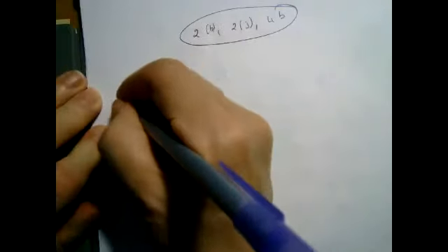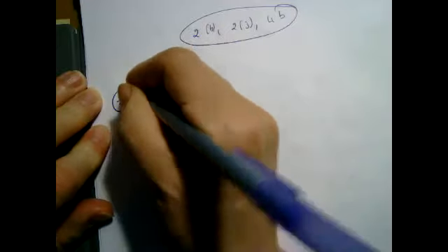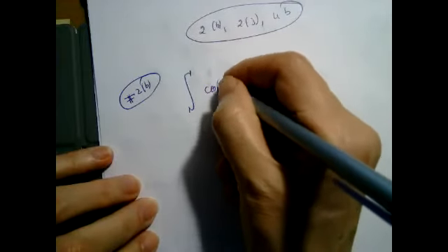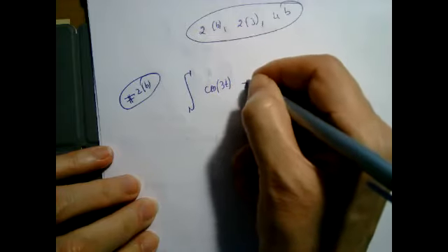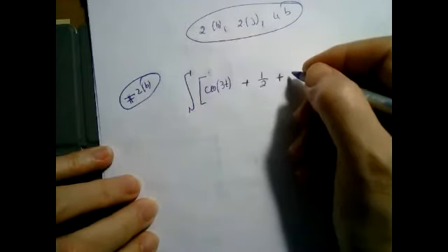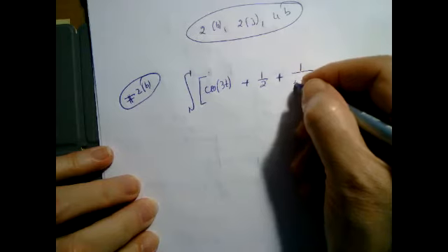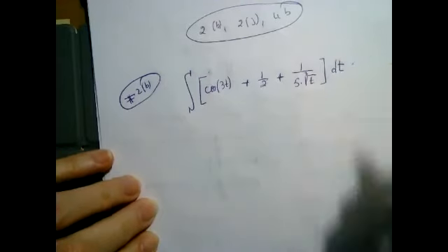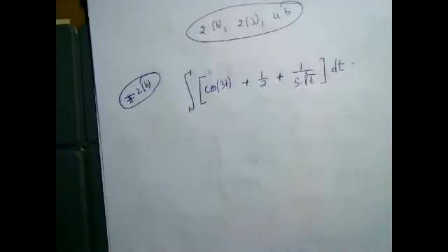2b. Okay, we're gonna do 2b. And this is the following. That's the integral of cosine 3t plus a half plus 1/5 cubic root of t. So basically I packed in this problem a lot of antiderivatives. All right, so we're going to do them slowly.